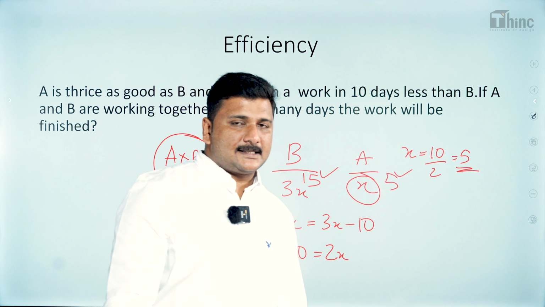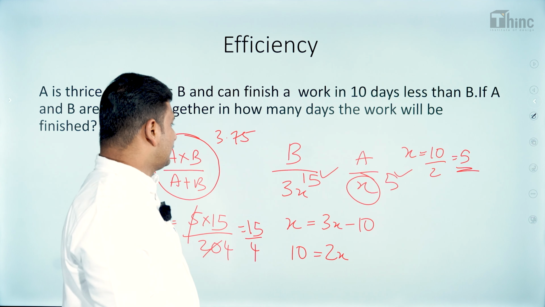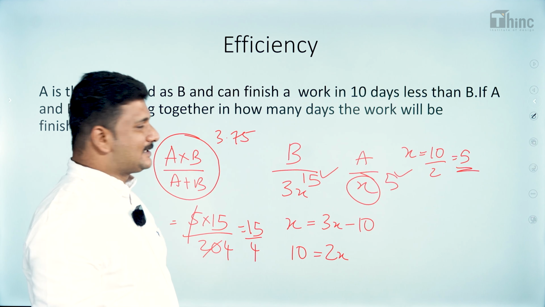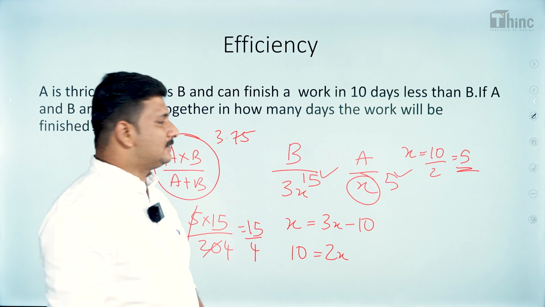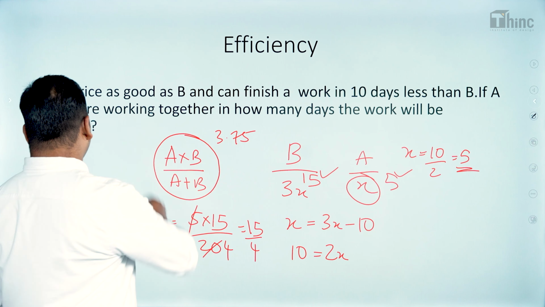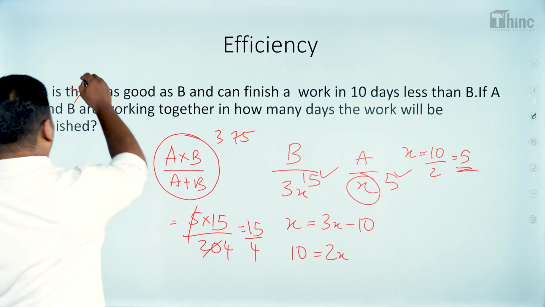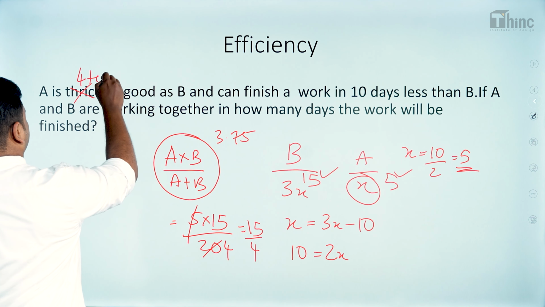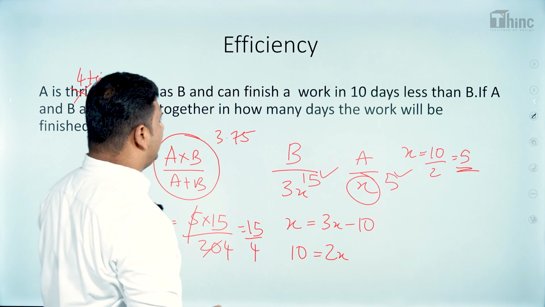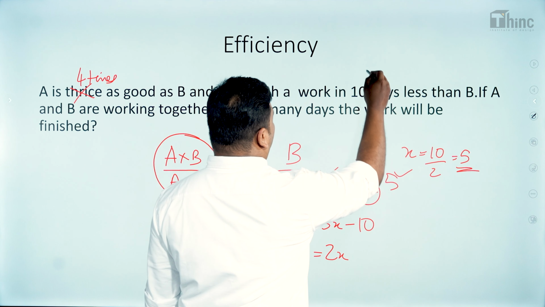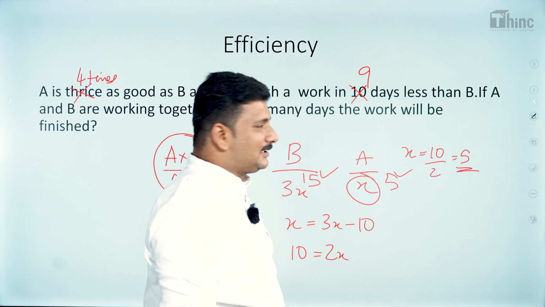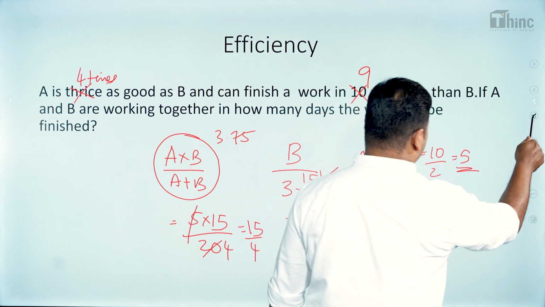I believe this is completely fine for you. Now let me just give you one more example so that it is fine. So let's say A is 4 times as good as B and can finish the work in 9 days less than B. So I'm just changing the question. So let's see how we can actually do this.